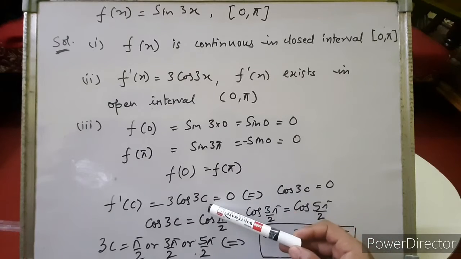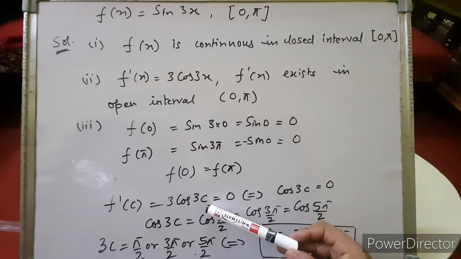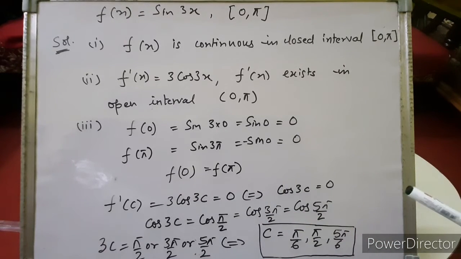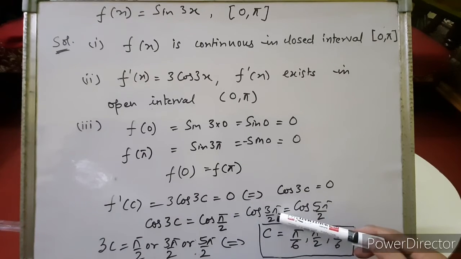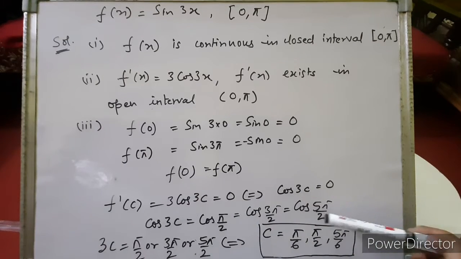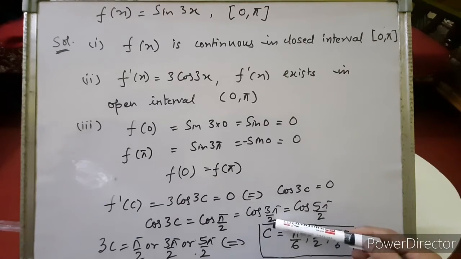Now let's find the points. The derivative of the function is f'(c) = 3 cos 3c, and it equals 0. This implies that cos 3c will be 0, right? The values where cos is 0 are cos π/2, cos 3π/2, cos 5π/2. Why have I written 3 values, children?